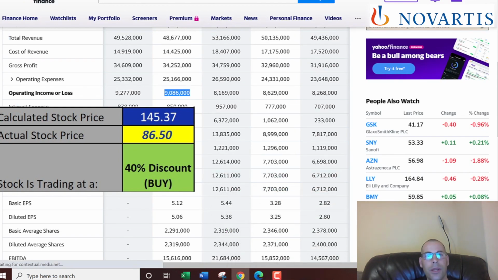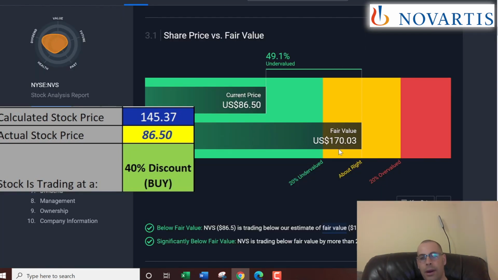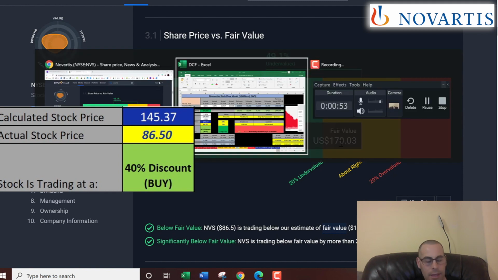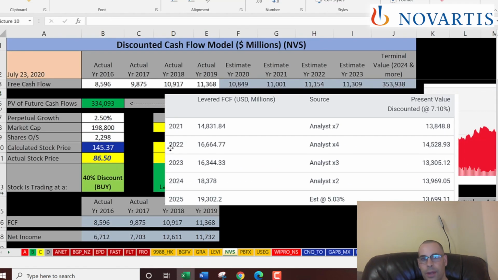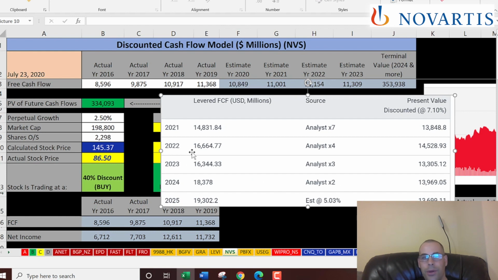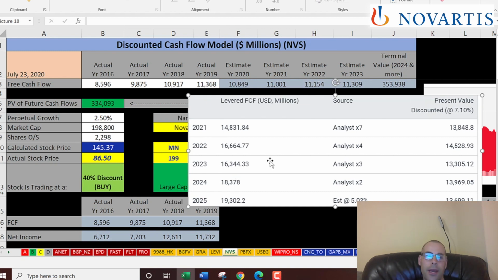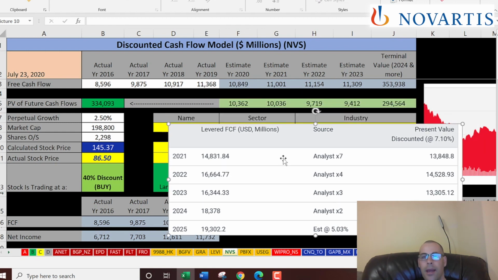Let's see what Simply Wall Street values the company at. They're even higher. They're at 170. So according to Simply Wall Street, this is their expected future free cash flow. $14 billion in 2021. Then it goes up to $19 billion. So their expected future cash flow is much higher than mine. It appears they just looked at other analysts' predictions of their future cash flows. So 7 analysts predicted on average $14 billion. 4 analysts predicted $16 billion. So every analyst has their own model, their own assumptions.